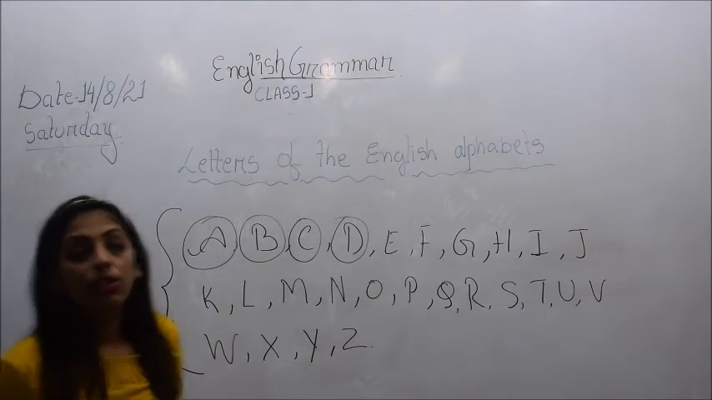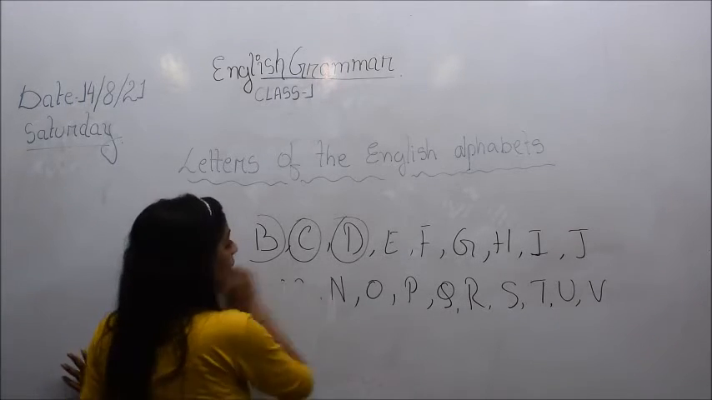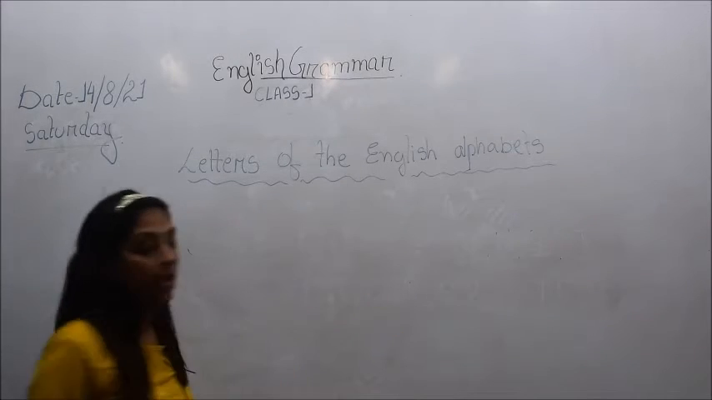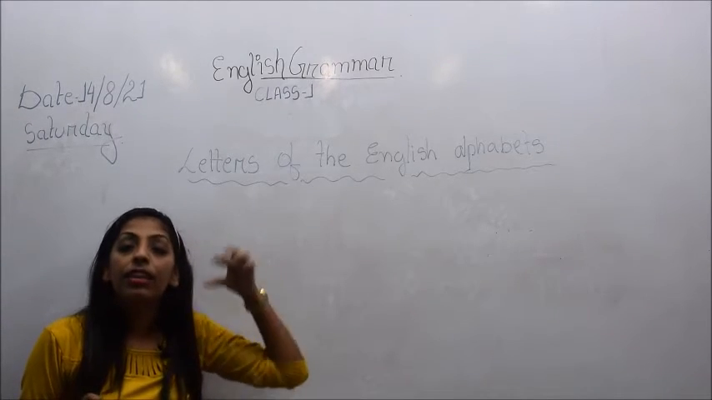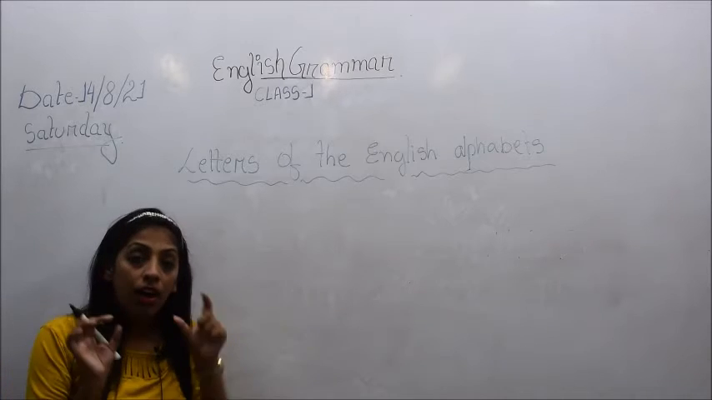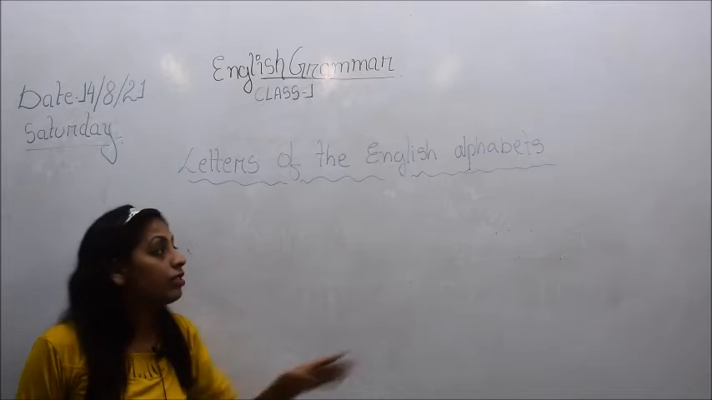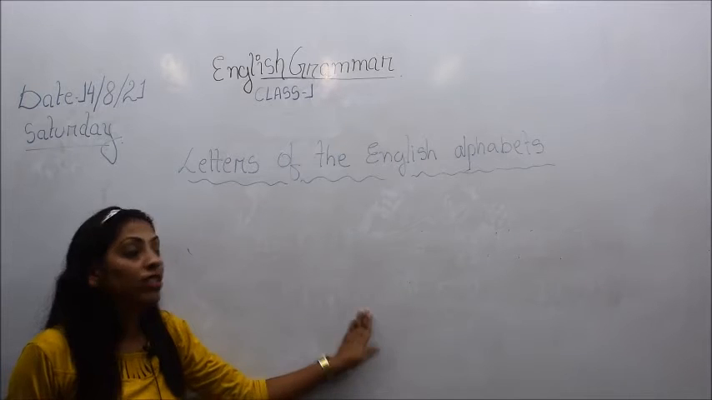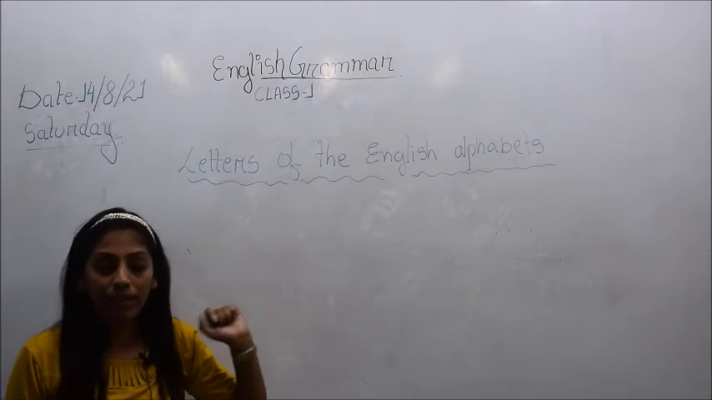All right, so now we will go through the lesson, what is there in this chapter, letters of the English alphabet. Children, now you have come to know what a letter is. Single A, then B, C, D, E, F, continuing up to Z are the letters, and of which language? Of the English language. A to Z, they are the letters of the English alphabet.